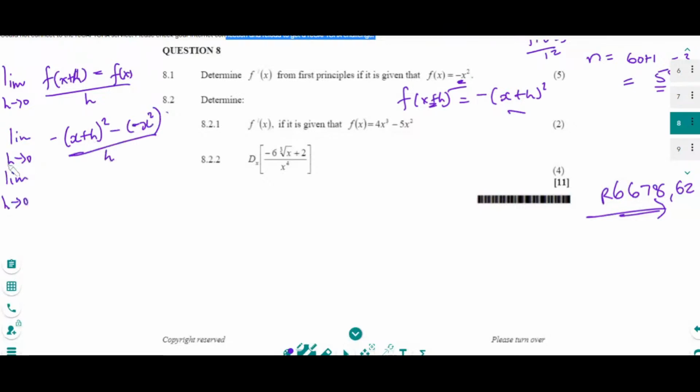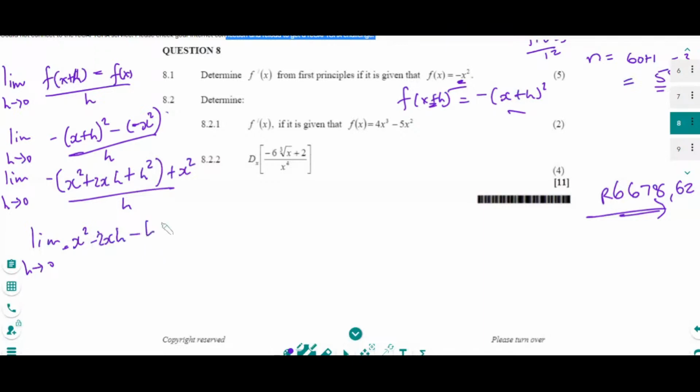So h tends to 0. We shall have a negative into this bracket, which is the same as x squared plus 2xh plus h squared. This and this is going to give us a plus x squared over h. Then the limit as h tends to 0, I'll open my bracket with a negative sign. I'll have negative x squared minus 2xh minus h squared plus x squared over h. Usually whatever is with f of x must always cancel out. So this cancels that. I have negative 2xh minus h squared.